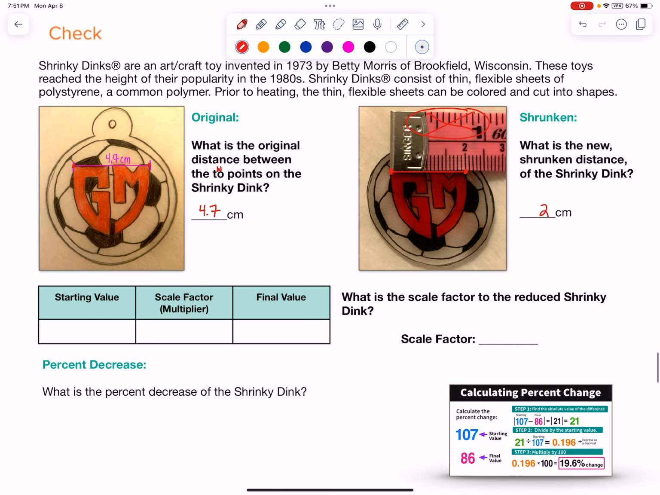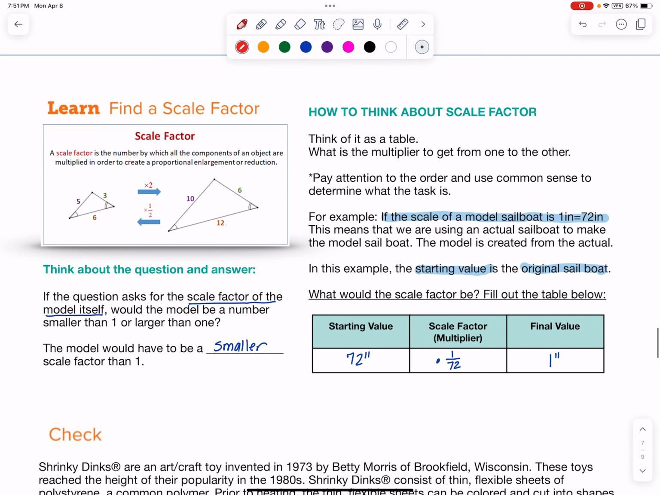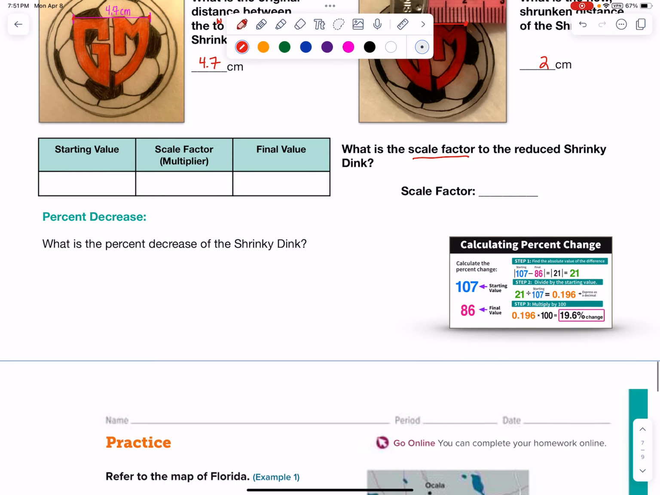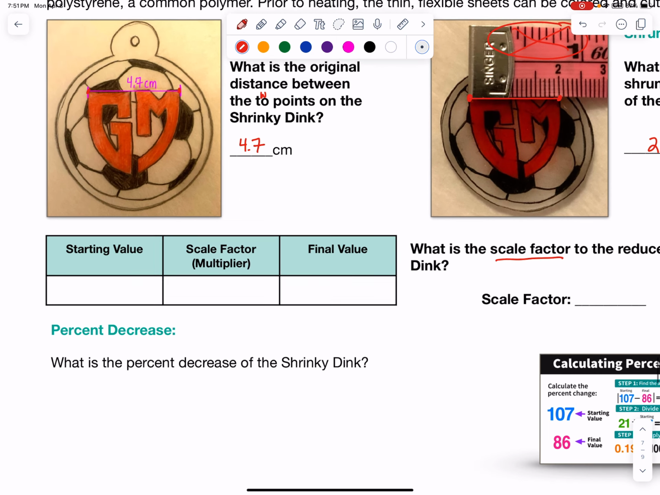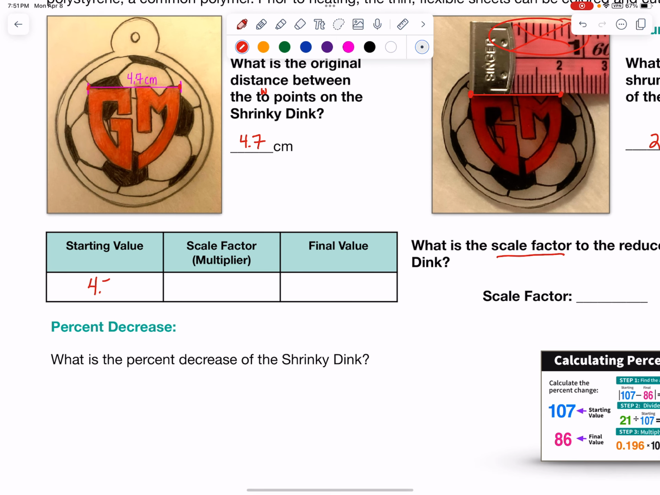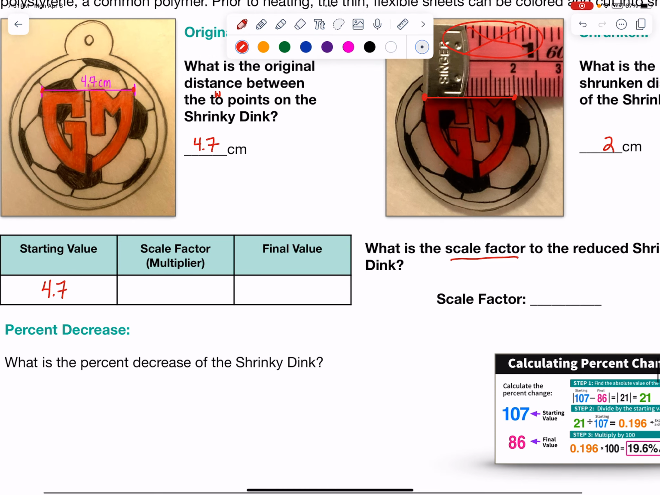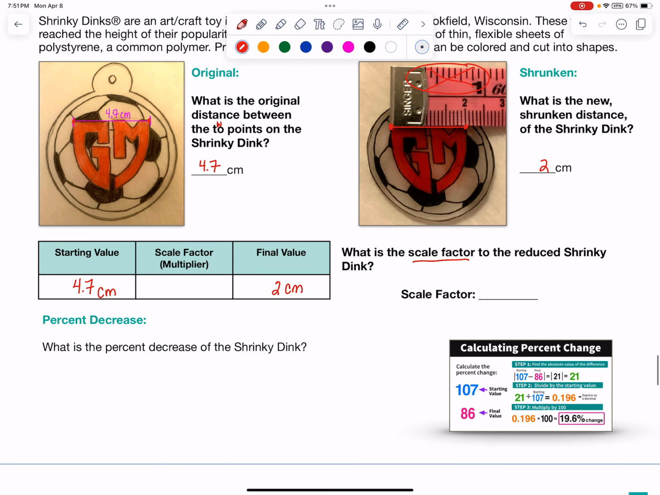So the question is, what is the scale factor? And remember at the top I said, how should you think about it? I want you to think of it as a table. What was the starting value? The starting value was 4.7. What was the final value? The final value is 2 centimeters. And they're in the same units, which is helpful. So what is the scale factor? What's the multiplier? We're asking 4.7 times what equals 2.